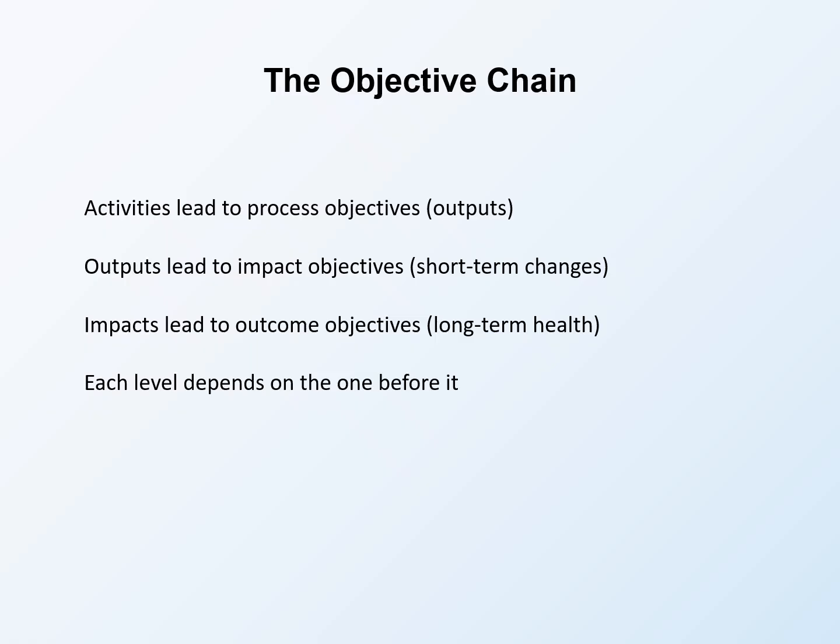This chain must be logical. If your impact objectives don't plausibly lead to your outcome objectives, something is wrong. If your activities don't plausibly produce your process objectives, something is wrong. Every link in the chain must hold for the program to succeed.